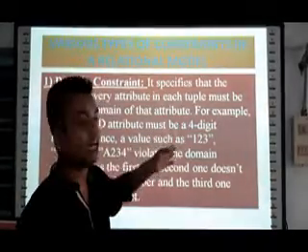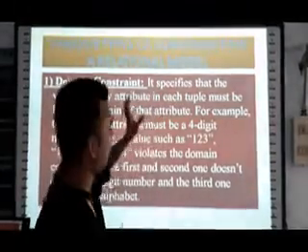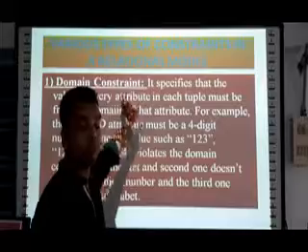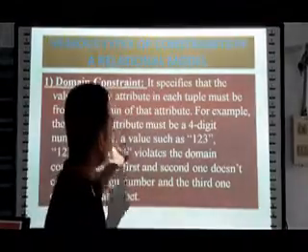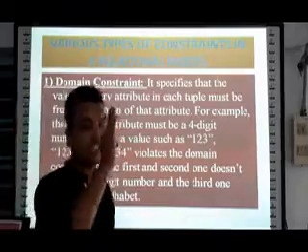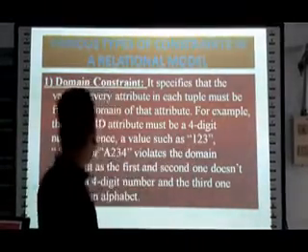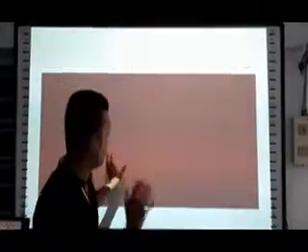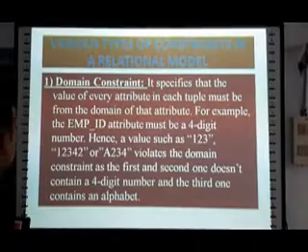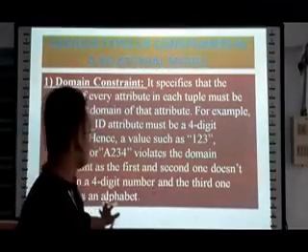In our attribute, in our domain, whatever attribute we have placed, the value which we are inserting in that particular attribute is violating the domain constraint. That is, the domain is that employee ID should be a 4-digit number. So these three are violating our domain, as a result of which the first and second one do not contain 4 digits and the third one contains an alphabet.